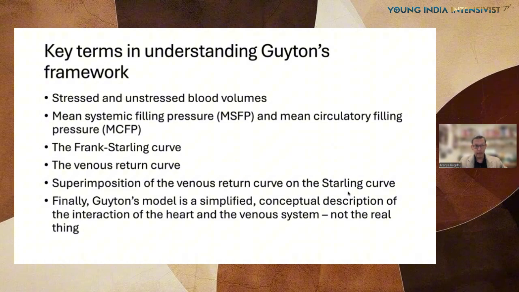I want to emphasize that Guyton's model is a map. It's a conceptual description of the heart and the venous system. It is not supposed to be a minute-to-minute descriptor of hemodynamics. I'm going to say this again later, but just as the map of a part of geography is not the same thing as the actual geography, Guyton's work is not supposed to explain every aspect of cardiac physiology.